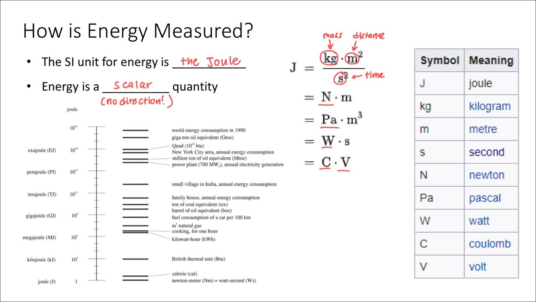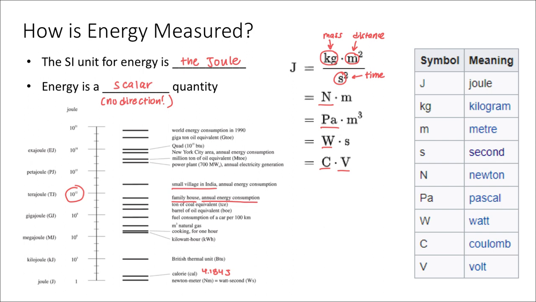Just to put the joule into context for you, I've included a chart below showing you relative amounts of energy and what they're used for. So for example, a calorie is around here at 4.184 joules. So if you have ever wondered how much energy is in a calorie, it's about 4 joules of energy. We can see as we go up this chart that there are larger amounts of energy being used. For example, a family house's annual energy consumption is up here at about 10 to the power of 12 joules for a year.